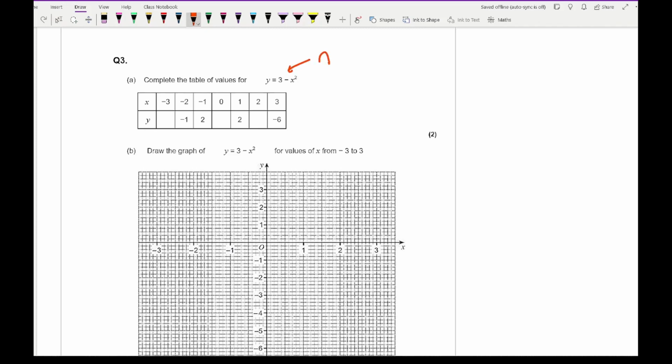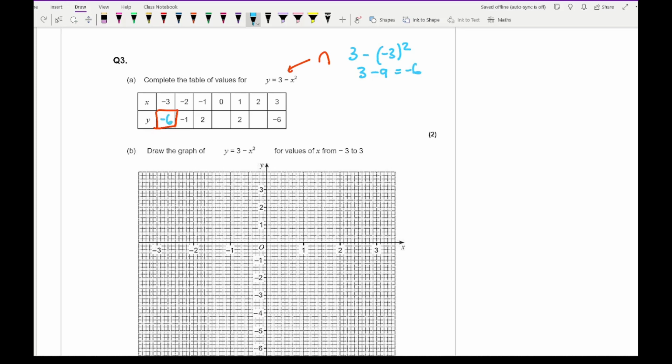So looking at this then, we've got minus 3, so we substitute minus 3 in. So let me just highlight that so you can see which number I'm working with. So I've got 3 minus 3 squared, which is 3 minus 9, which is minus 6. So this number here is minus 6.